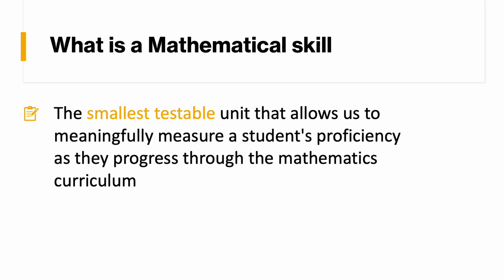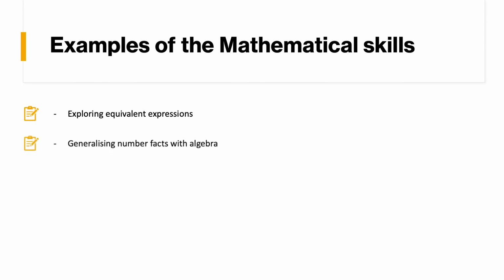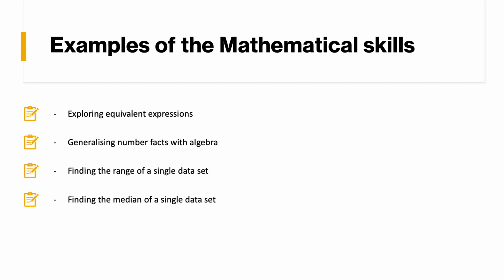As you can tell by that number, they are a fair bit more granular than what is contained in the syllabus outcomes. The clearest analogy is that they are very similar to the level of granularity that is covered by a worked example in Cambridge's textbooks. Here are a few examples of the mathematical skills to illustrate. Exploring equivalent expressions. Generalizing number facts with algebra. Finding the range of a single dataset. Finding the mean of a single dataset.